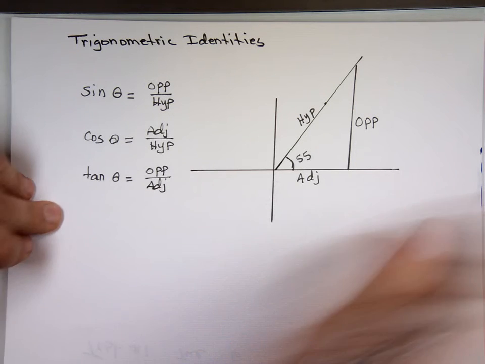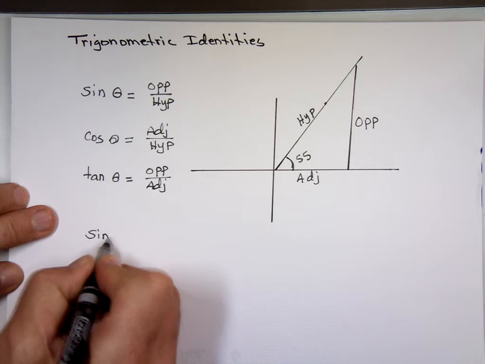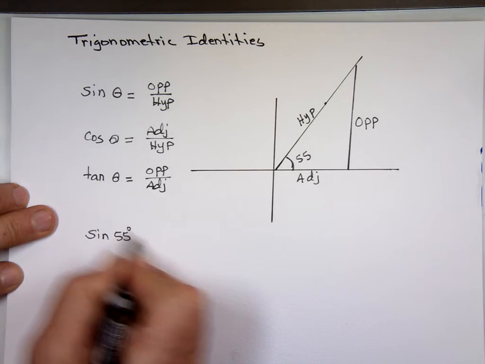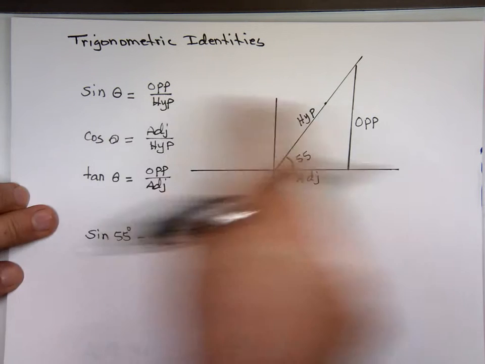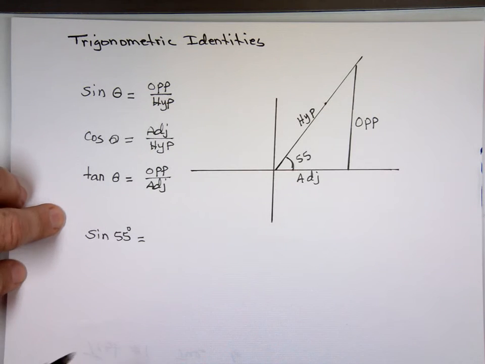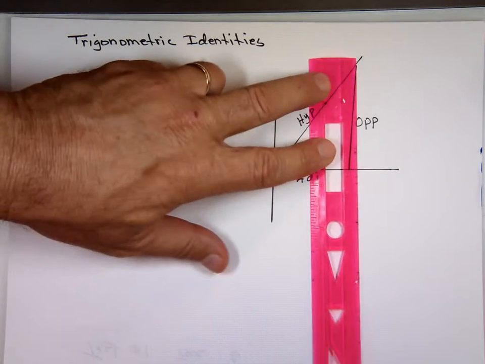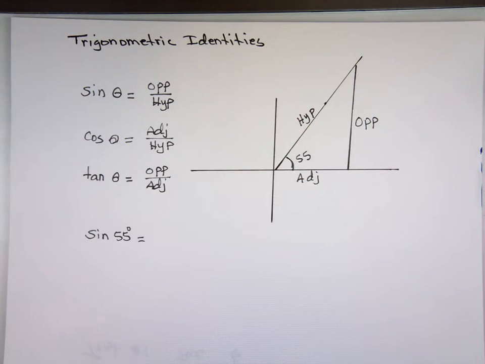So let's see if this is true. We're talking about the 55. What is the sine of 55 degrees? According to my equation here, let's measure the length of this side and this side, divide them, and see if that's the answer. Here's my ruler. You can use centimeters. Let me get another clean one.